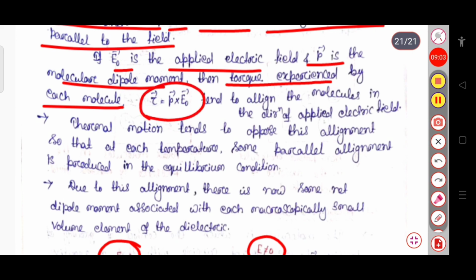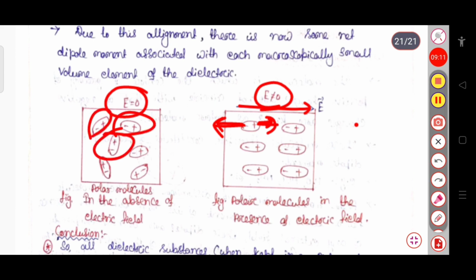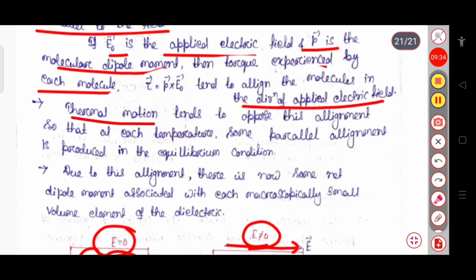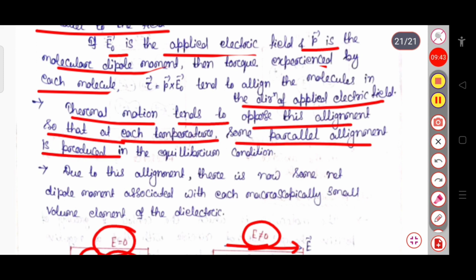So when you apply some electric field to a dielectric material, what will happen? These individual electric dipoles will tend to align themselves in the direction of the field, and they exert a torque, equal to P cross E naught. This torque tends to align the molecules in the direction of the applied electric field. But thermal motion tends to oppose this alignment, so that at each temperature some parallel alignment is produced in the equilibrium condition.